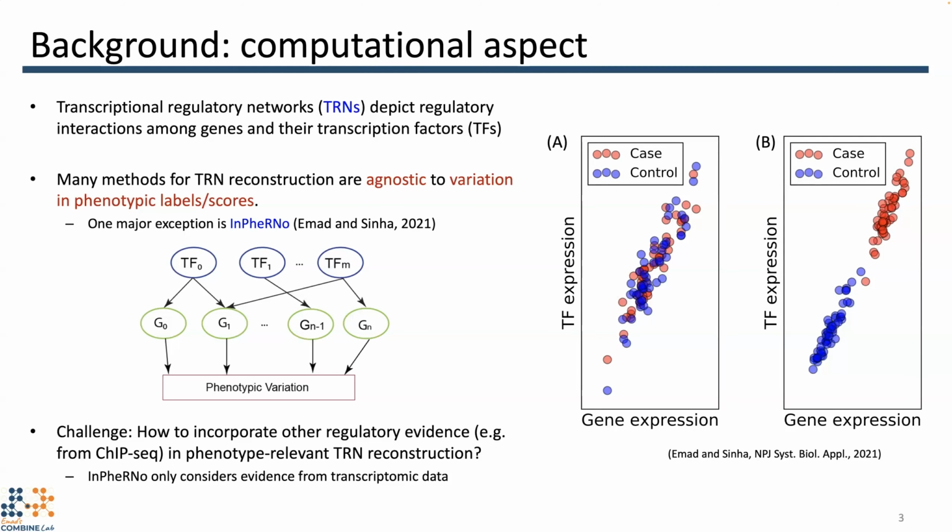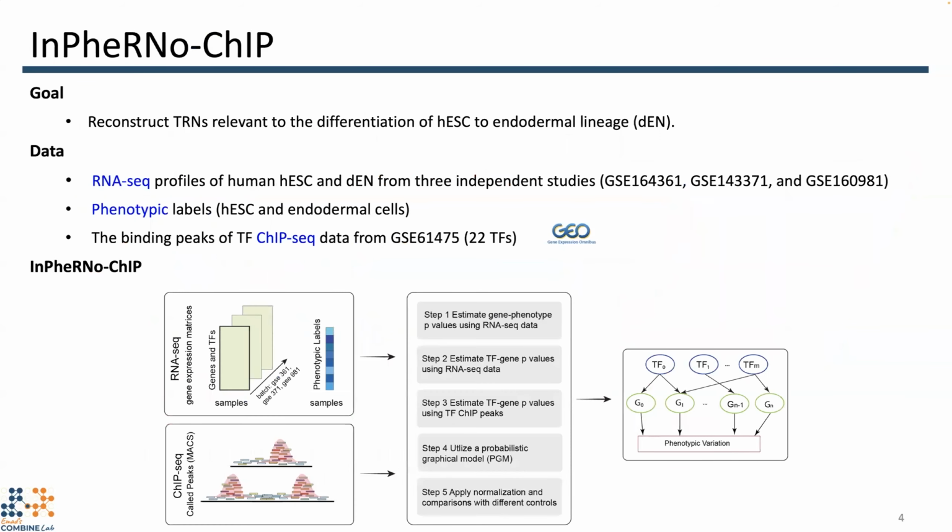To address this issue, our lab has developed a computational algorithm called Inferno, which incorporates gene expression and phenotypic labels or scores in TRN reconstruction. Building on our previous work, we have expanded Inferno to incorporate ChIP-seq data, allowing us to study the endoderm formation. Our novel Inferno-ChIP algorithm integrates RNA-seq data from 3 independent studies, ChIP-seq data, and the phenotypic labels to reconstruct a phenotype-relevant TRN. The algorithm employs a probabilistic graphical model to combine regulatory evidence between TFs and genes with phenotype-relevant information of genes. Let's take a closer look at the pipeline of Inferno-ChIP.